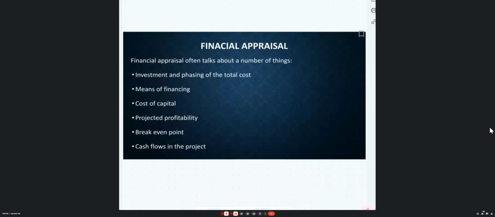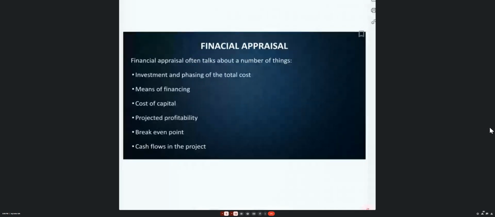Financial appraisal often talks about a number of things. So investment and phasing of the total cost. So of course you might get some money, but usually the money that you need for a project does not come at once. It's highly likely it will come in phases. So as you meet various milestones, you get the opportunity to actually get more finances to actually continue with the project.